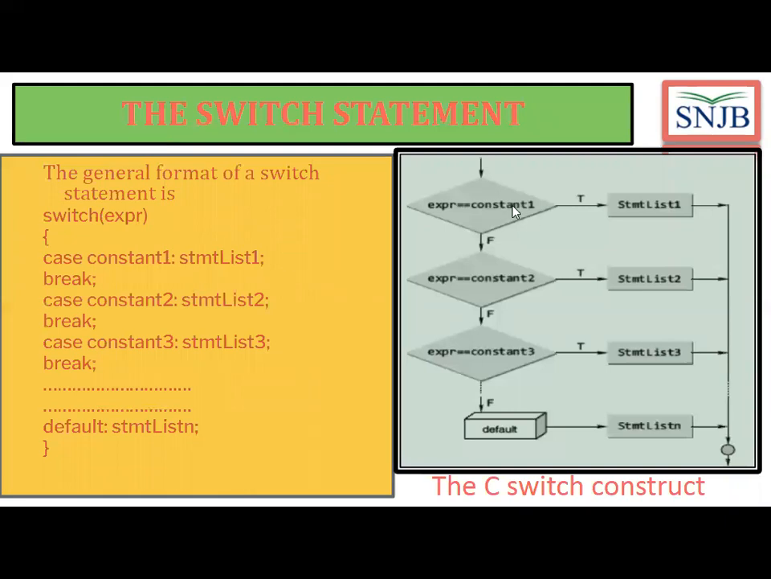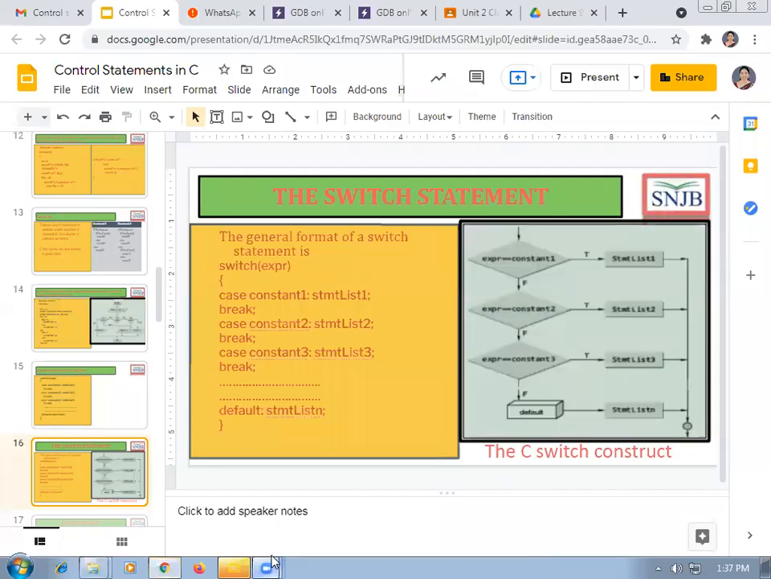that is, when the expression result is equal to constant 1, then statement list 1 will be executed. If it is not equal to constant 1, it will check for constant 2. Statement list 2 will be executed if this condition becomes true. And likewise for the n number of constants, and default: when all the conditions become false, then the default case will run, and whatever statements are in default will be executed.